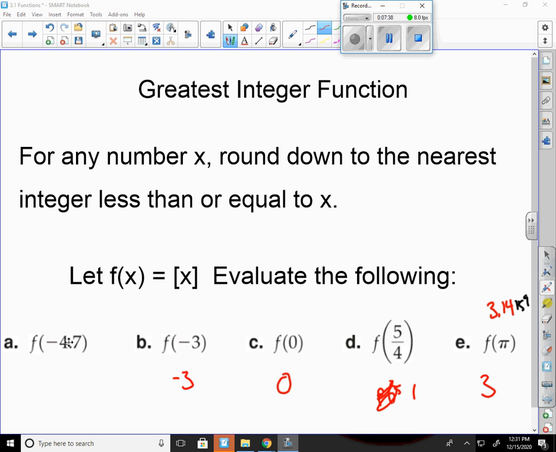All right, and this is probably the most difficult one. What does negative 4.7 round down to? Negative 5. So think about a number line. If I have negative 4.7, negative 4 would be here, and negative 5 would be here. I have to round down to negative 5. And that's it for greatest integer functions.